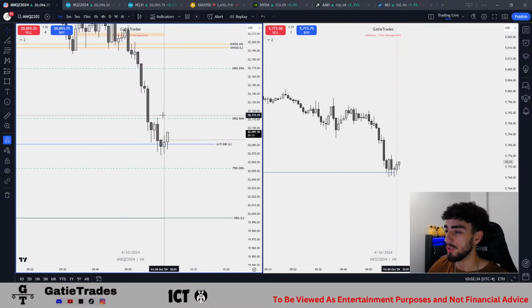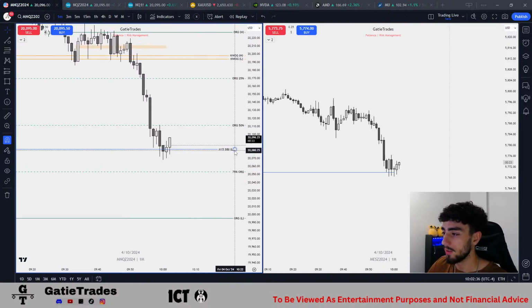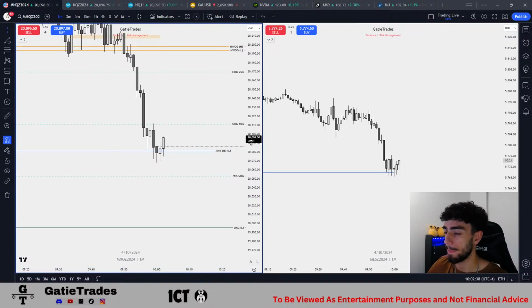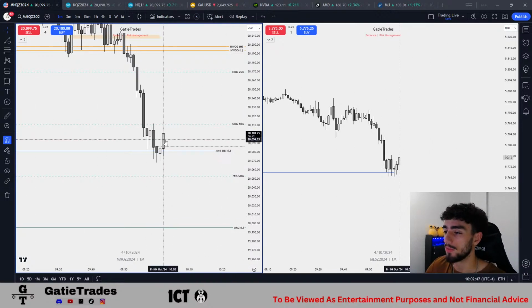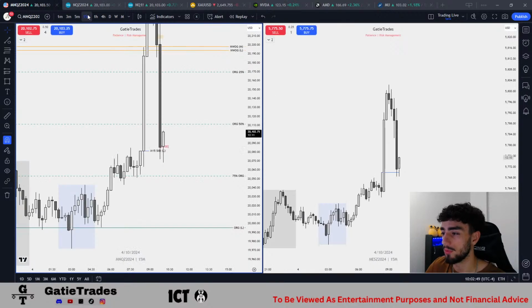You gotta trust yourself always. First step would be the breaker. That wouldn't be enough for me. I'd want to see this inverse most likely, or if we just formed a bullish fair value gap. So basically, we're trading off the 15-minute fair value gap.